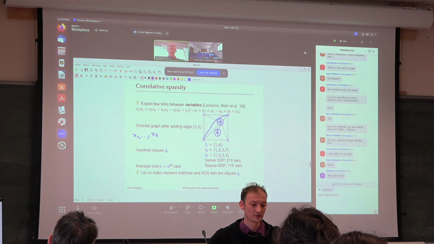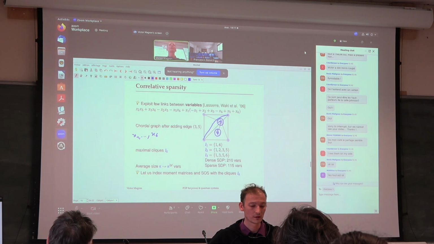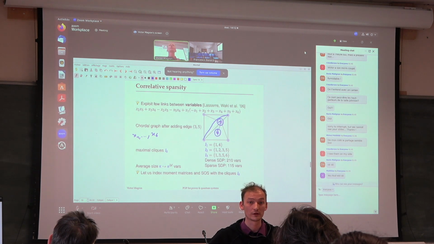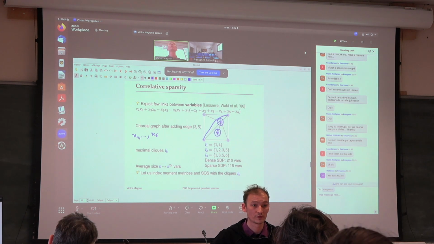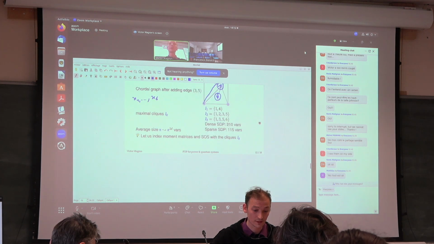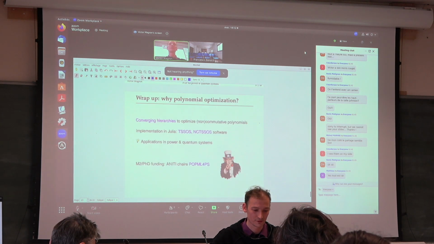Okay? And these kinds of problems appear for the graph modeling the electrical network. So this is used by the French transmission operators. This kind of sparsity also appears in quantum information theory when you look at Bell inequalities. But I will not have time to talk about this.